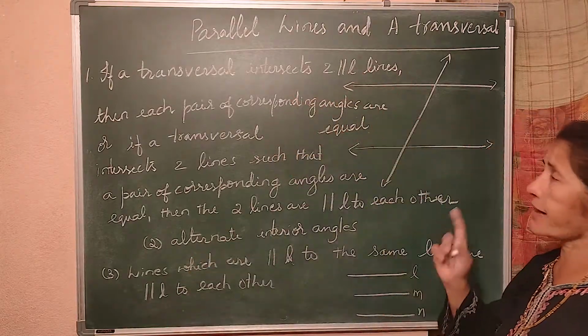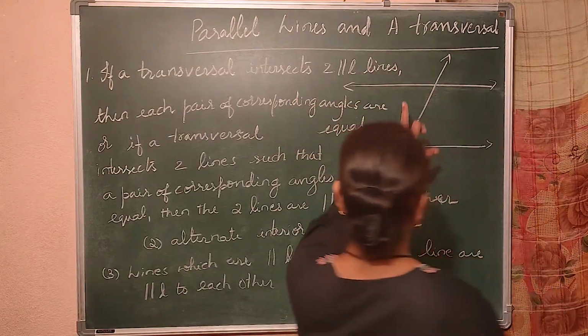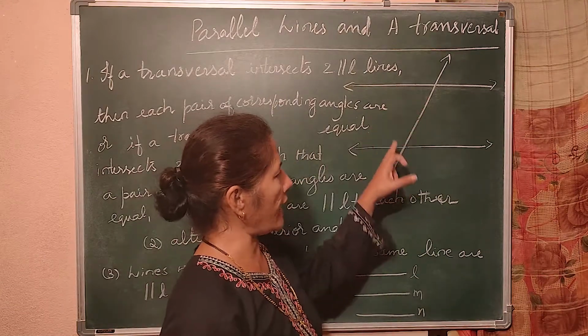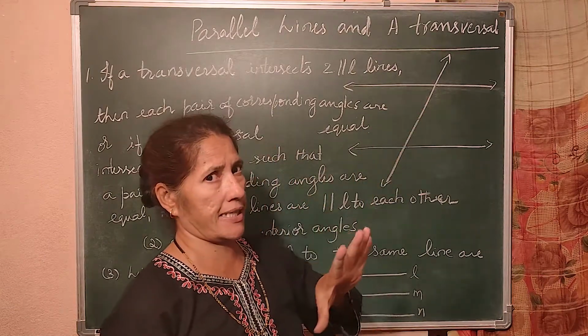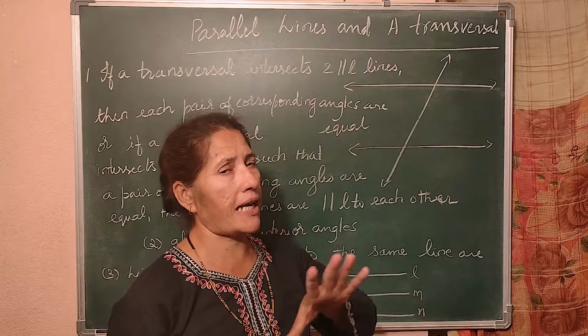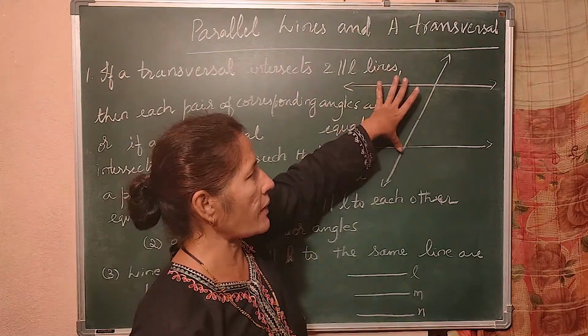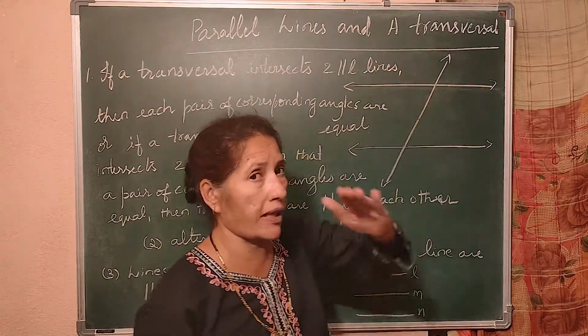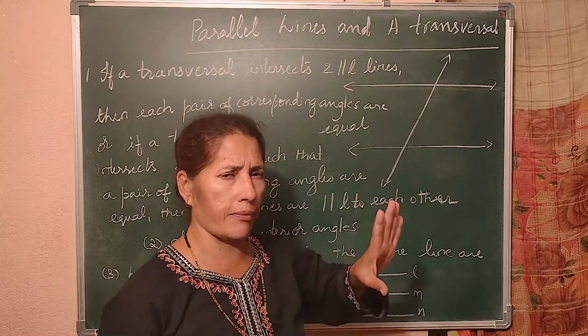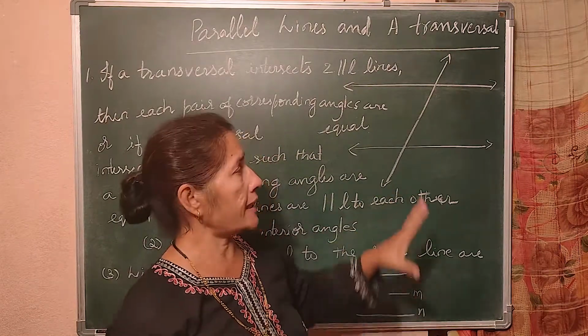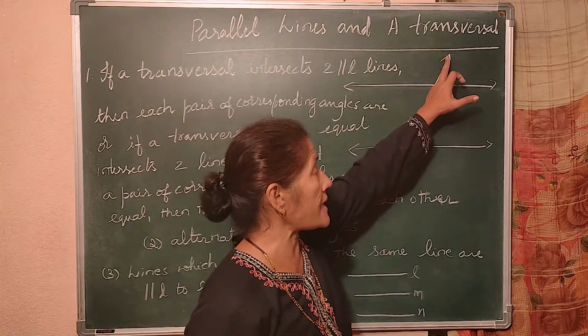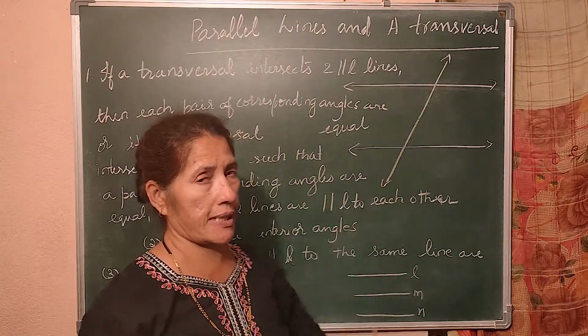Parallel lines and transversal. Here I draw these two lines which are at the same distance. What is the property of the parallel lines? Wherever you measure the distance between them, it will be the same. They never meet each other. They are called parallel lines. And this line is called transversal.